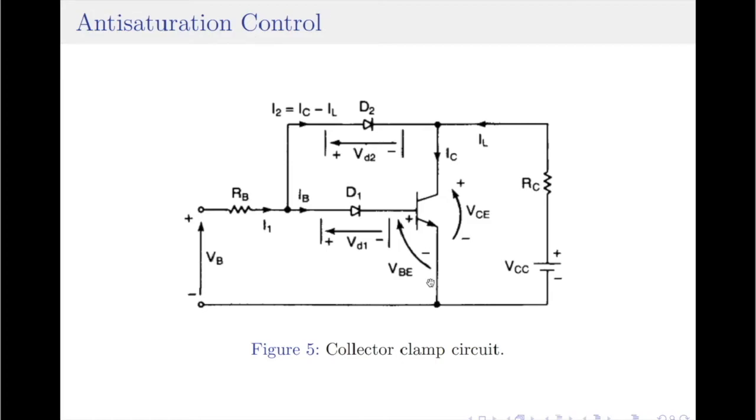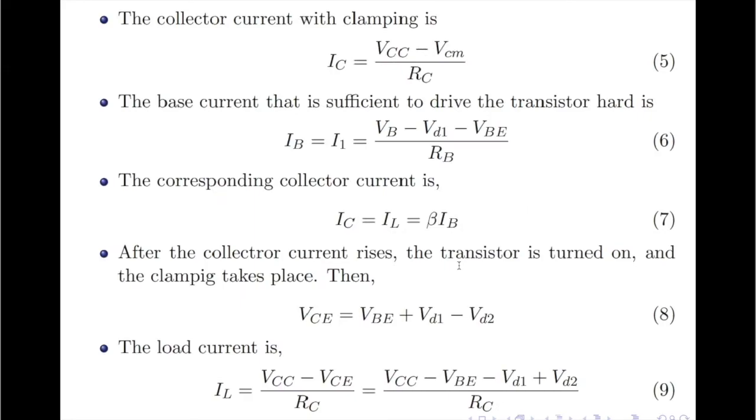One of the techniques that can be used to achieve this is the Baker's clamp. A typical circuit arrangement for the clamping action for the Baker's clamp circuit is as shown in figure 5 here. In the Baker's clamp circuit, the collector to emitter voltage is clamped to a predetermined level and the collector current is given by applying the KVL to the collector emitter loop, which is given by the equation IC equals (VCC minus VCM) divided by RC, where VCM is the clamping voltage and VCM should be greater than the VCE saturation.